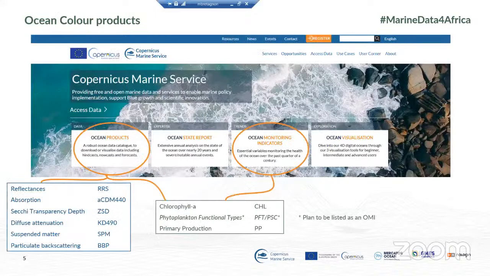You can access all these products thanks to the Copernicus Marine Service. For the ocean color data, you have two types of products. You have the purely optical products, which are listed here in blue, and what we call the biogeochemical products, here in green, which are derived from the optical products and can be used as products, but also as ocean monitoring indicators, which are indicators of the health of the ecosystems. In this talk, we will focus mainly on the optical and biogeochemical products, and we will not talk too much about ocean monitoring indicators, but if you have any question, I can answer.